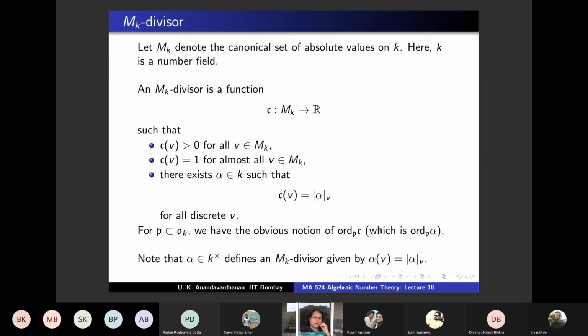And note this remark we already said: alpha in K star defines an MK divisor given by alpha of V equal to mod alpha V. And clearly the product of two MK divisors is an MK divisor. Agree? If there is C1 and C2, C1 of V is 1 almost all the time, C2 of V is 1 almost all the time, then the product is 1 almost all the time. Product of positive is positive. And if C1 is given by alpha 1 and C2 is given by alpha 2 at all the finite primes, then C1 C2 is given by alpha 1 alpha 2. So the product of two MK divisors is an MK divisor.